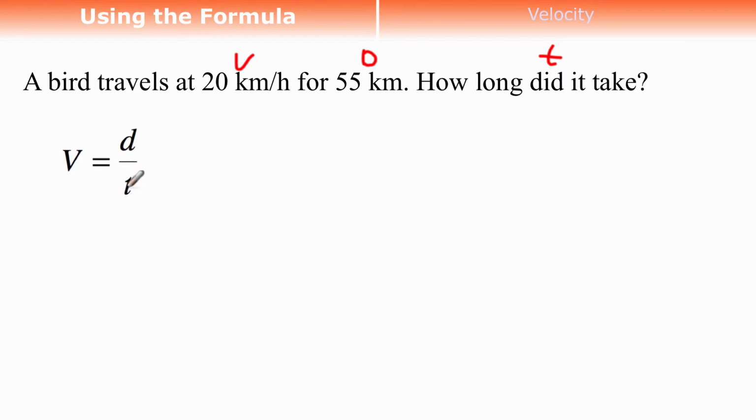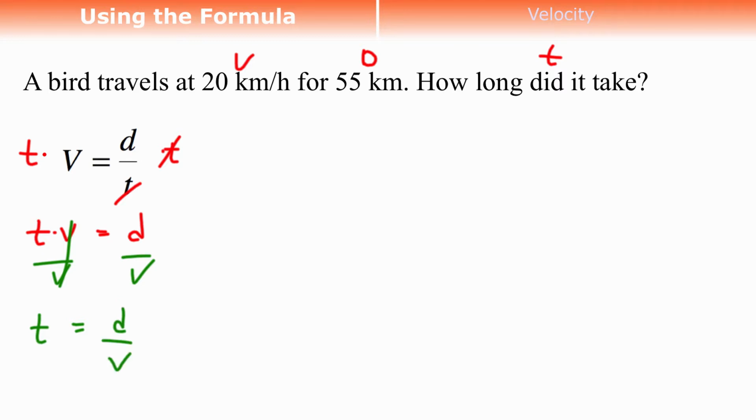So here's time, and I'm going to solve this equation for time. What I'll do is I'll multiply both sides by time. On this side they cancel out, so I'd be left with time times velocity is equal to distance. And if I'm looking for time, I want to get rid of the velocity, so I'll divide both sides by velocity. Okay, so on this side the velocities cancel. I'm left with t is equal to d over v.